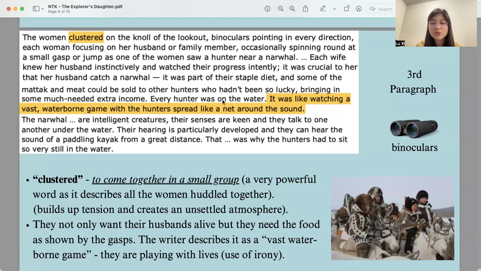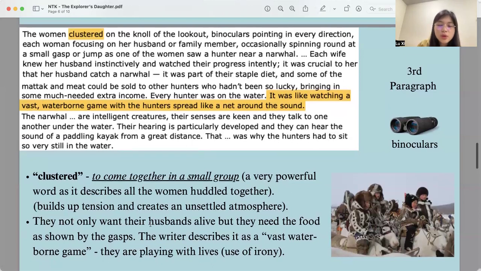So every hunter was on water. It was like watching a vast waterborne game with the hunters spread like a net around the sound. Okay? So they not only want their husbands alive, but they need the food, as shown by gasps. The writer describes it as a vast waterborne game. We can tell that the writer is saying it in a very sarcastic way. It's the usage of irony. So they're playing with their lives.